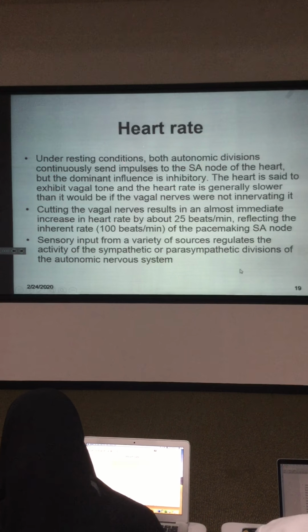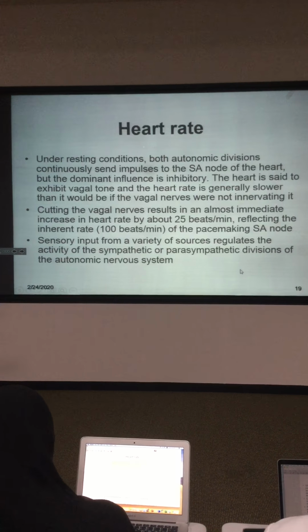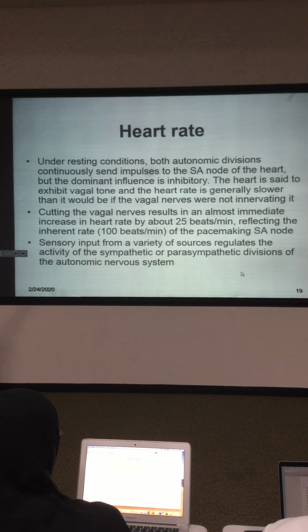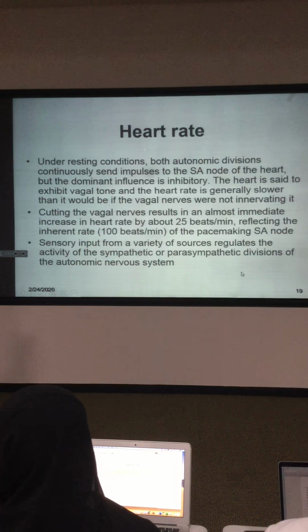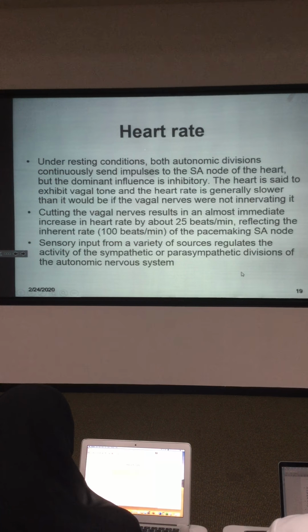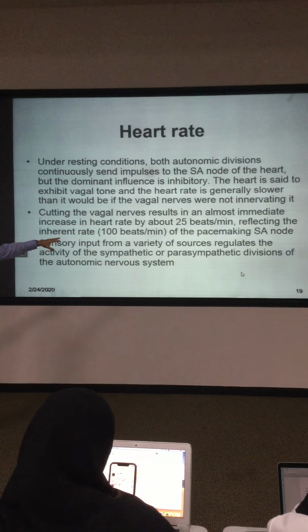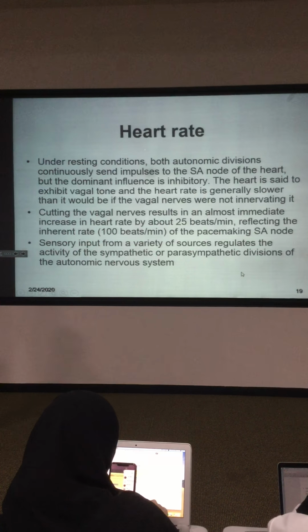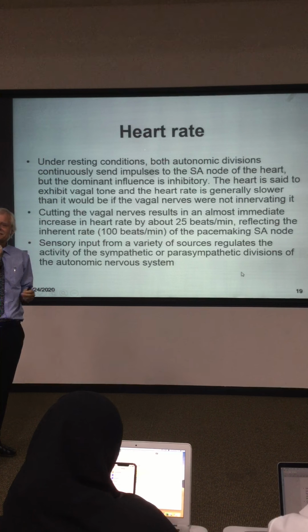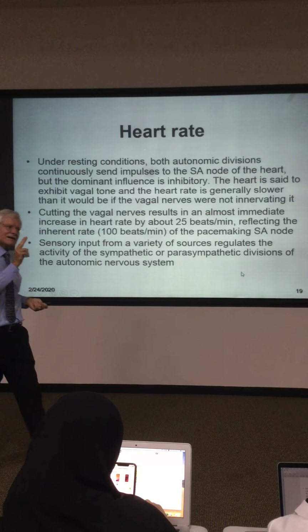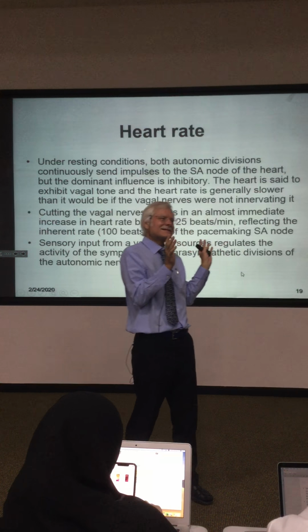So, under resting conditions, both autonomic divisions continuously send impulses to the sinoatrial node. But the dominant influence is inhibitory. The heart is said to exhibit vagal tone, and the heart rate is generally slower than it would be if the vagal nerve wasn't innervating it. Cutting the vagal nerves results in an almost immediate increase in heart rate, reflecting the inherent rate of about 100 beats per minute of the pacemaking sinoatrial node. In other words, if you cut the vagus nerve to the heart, the rate will increase. The numbers don't matter. It's indicating that the vagal nerve, the parasympathetic, has a dominant effect at rest.